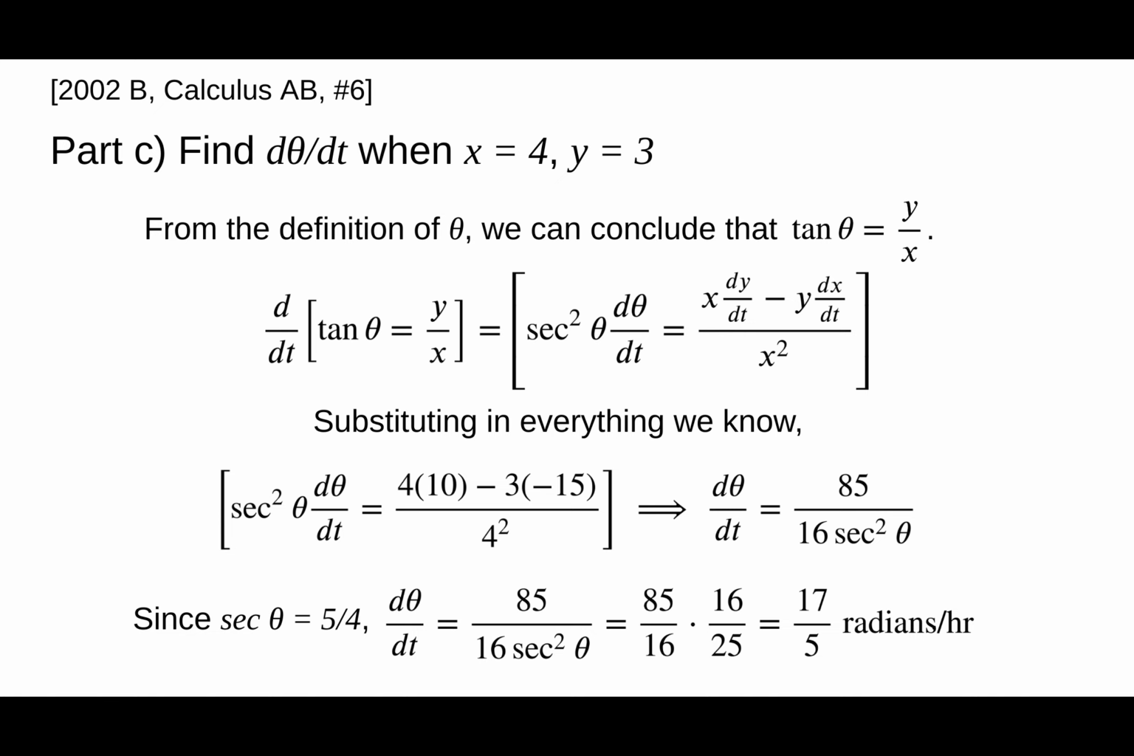And again, unless otherwise stated, on the AP exam we're typically dealing with radians, unless an image or text in the free response question specifically indicates that we should be working in degrees. You should assume that we're working in radians. So the correct label here would be radians per hour. And that is the solution to question 6.